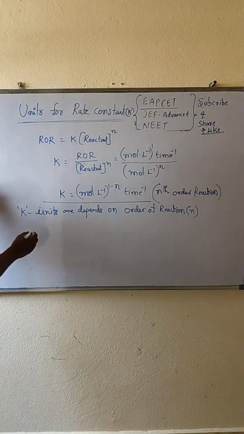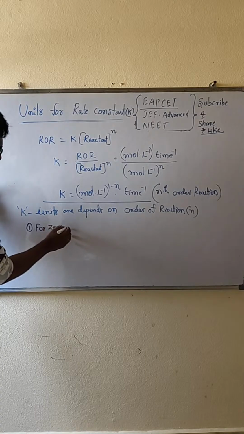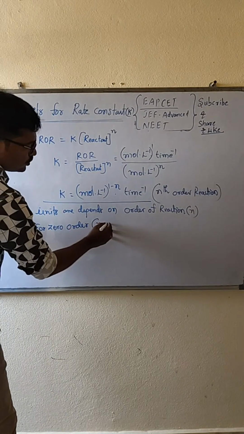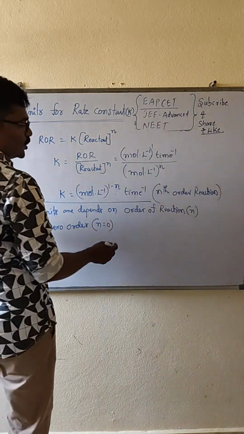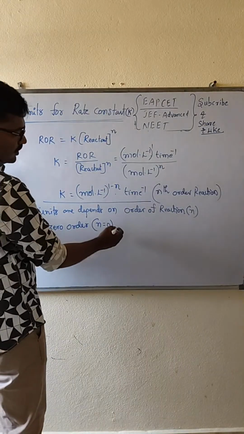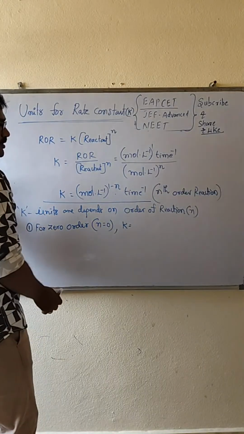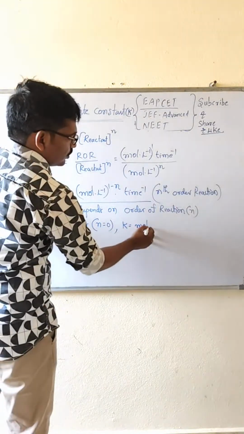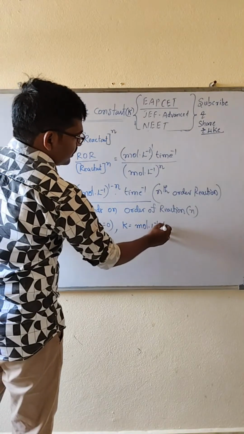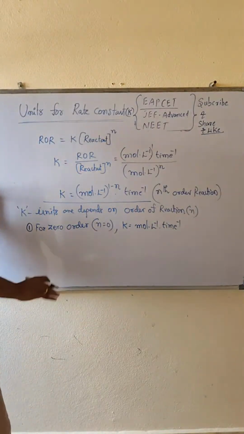For example, in case of zero order reactions, n value becomes zero. Say in the nth order reaction, n value becomes zero, then what are the units for the rate constant? The same units you get: mole liter inverse, then time inverse. It is for zero order reaction.